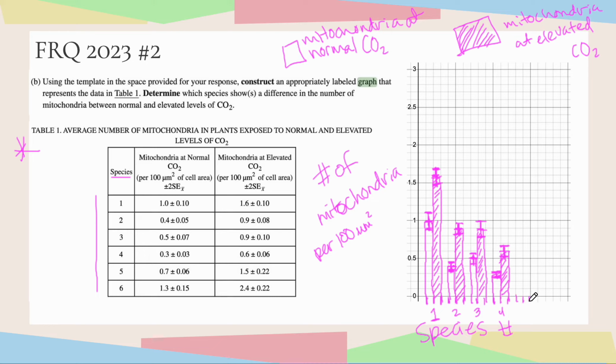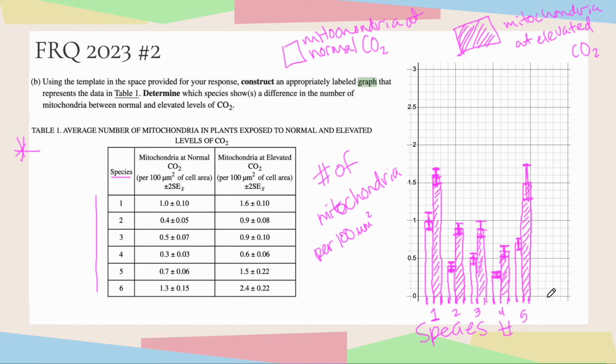Now moving on to species number 5, I have a mean of 0.7, so I'm going to go up to 0.7, like so. All right, and then my standard error is 0.06, so again, a little over halfway, roughly like that, and then connecting that. Now, my elevated for species 5 has a mean of 1.5, so going up to 1.5 all the way up here, like so. There we go, and coloring this in so my reader knows that this represents the elevated carbon dioxide levels. Now I have a much bigger standard error here. This is going to go up by 0.22 and it's going to go down by 0.22. So roughly something like that.